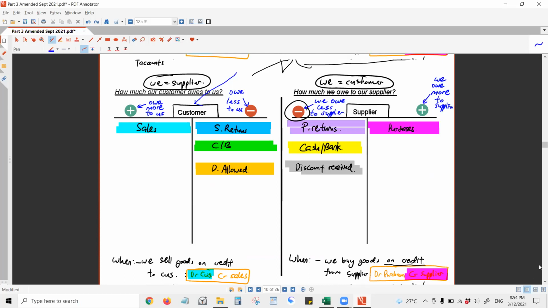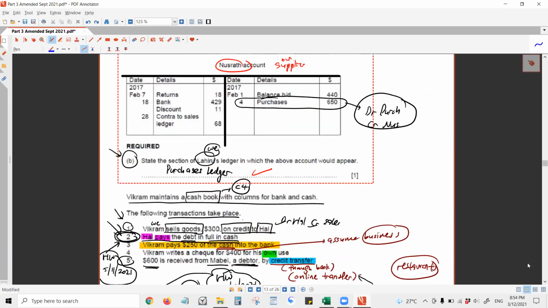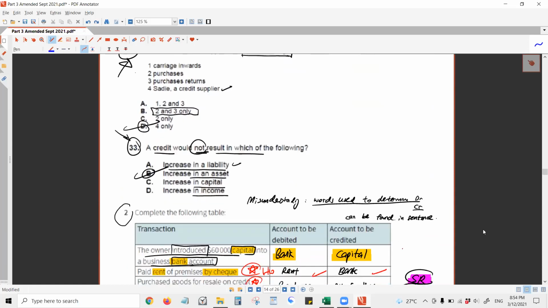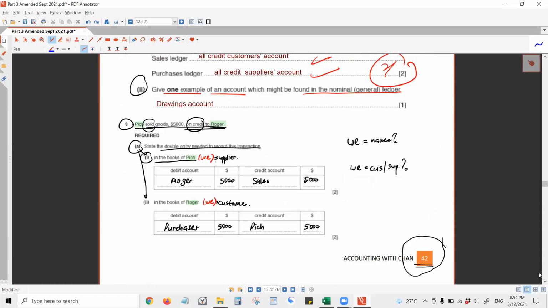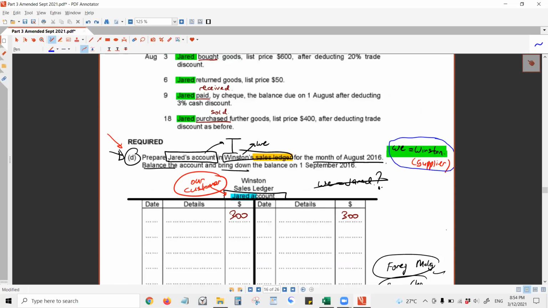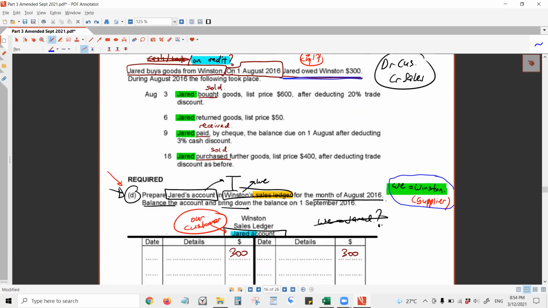Yes, we are going to write balance b/d. Let's write it together. Debit, 300. Here you have to write balance b/d because that's the amount owed at the beginning of the month. It means that before August 1st, this is August 1st, right? On that day, Jared already owes Winston 300.